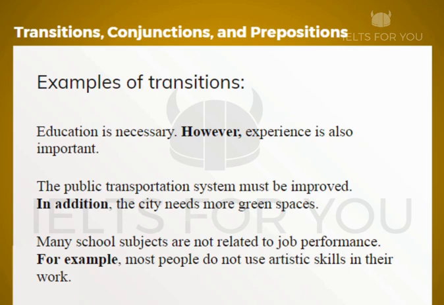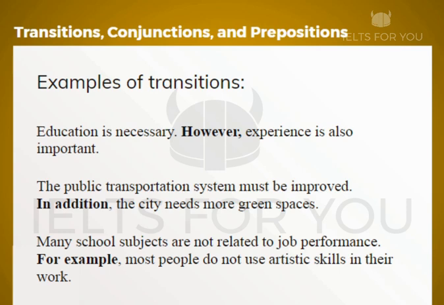Education is necessary. However, experience is also important. Okay, so notice this is a contrasting cohesive device, and we have two ideas. Education is necessary. That's the subject and verb. Education is. And in the second sentence, experience is. We connect that with however, and we're putting that at the beginning of the second sentence. Okay, notice the comma after however. You have to pay close attention to the punctuation as well.